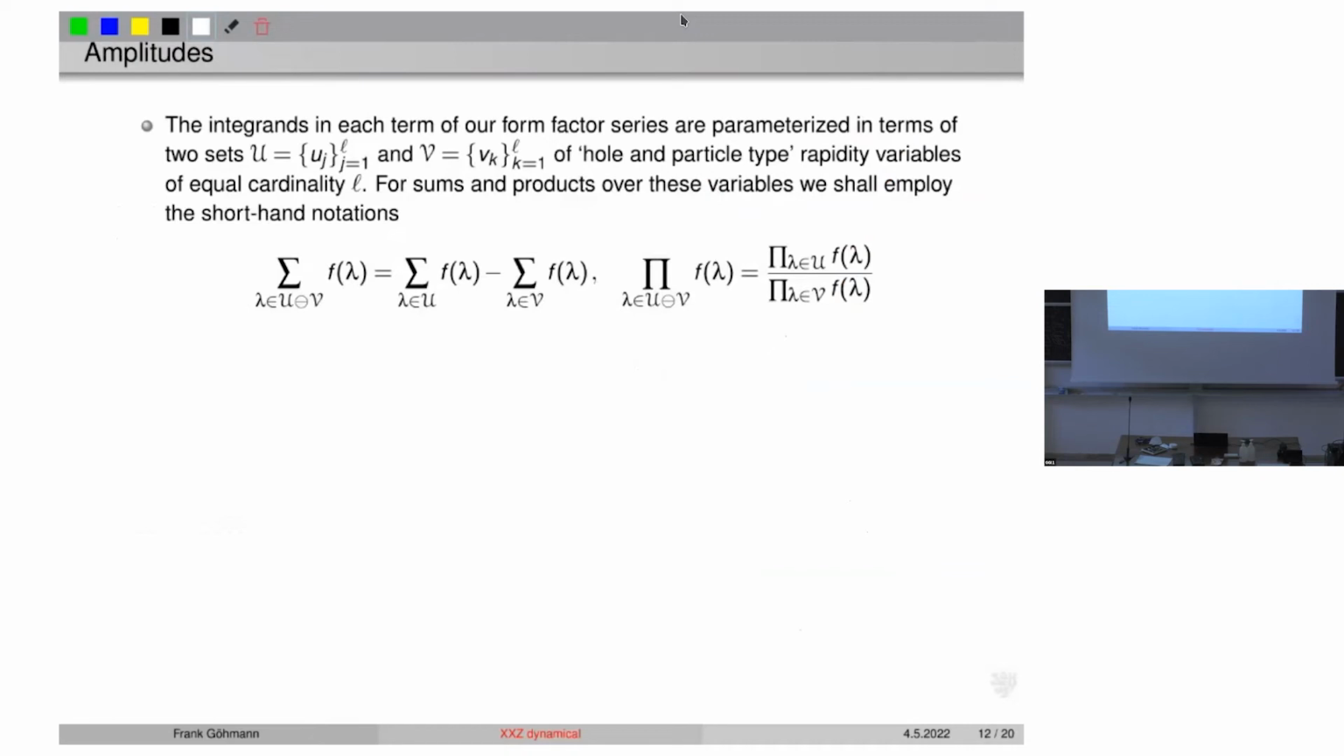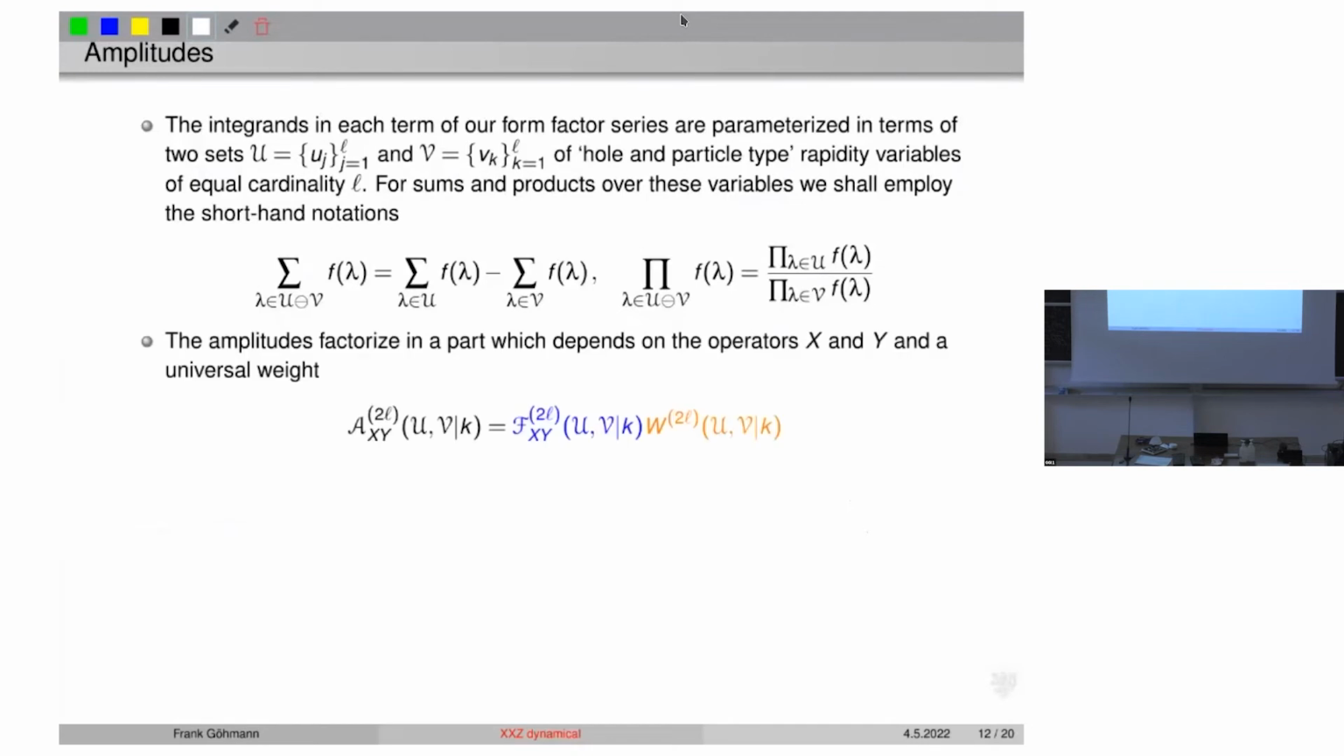well, just some notation. We always have sums over all particles and all holes, and they come with different signs. So we introduce this shorthand notation. Lambda and u minus v means the sum over all lambda and u minus the sum over all lambda and v, so particles and holes. And the same for products, like for the logarithm here. Okay, this is our notation, which I have already used.